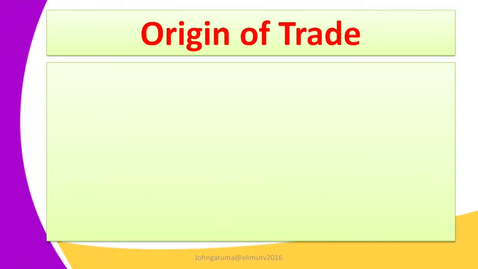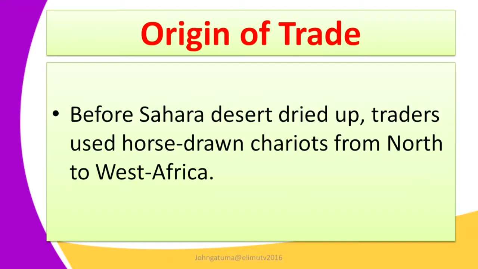Look at the origin of trade. We shall see this before the Sahara Desert dried up. Traders used horse-drawn chariots from northern and West Africa. So the horse-drawn chariots, this is because this one came from the north of Africa, that is the Maghreb. And in the Maghreb, they use the horse. And remember, the horse is one of the animals that can be used as a beast of burden.